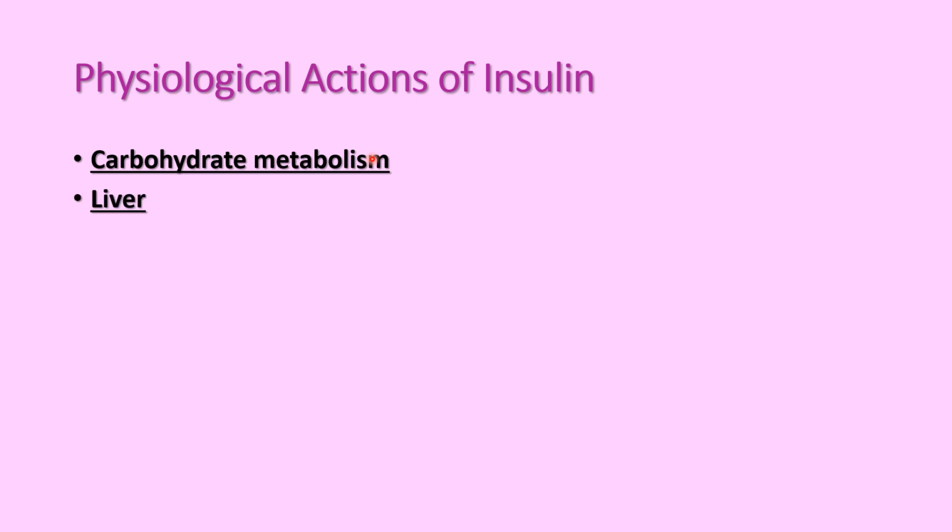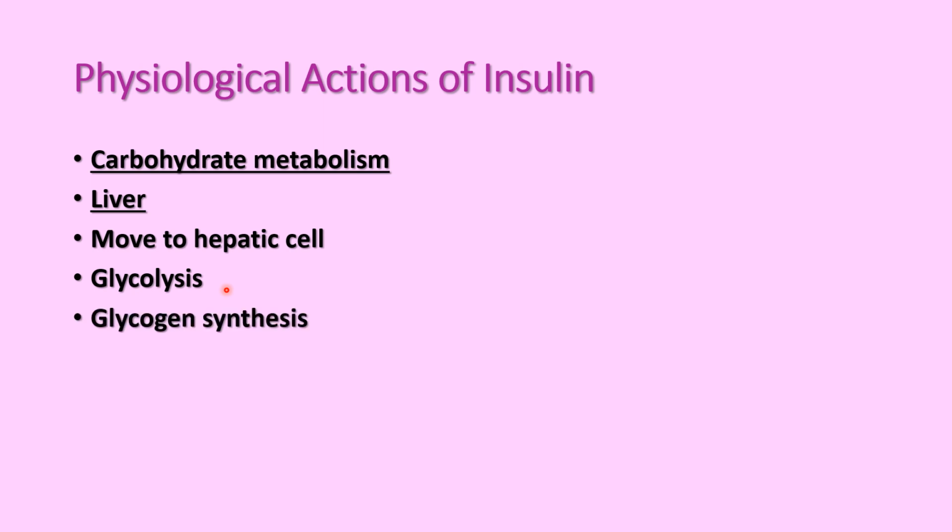In the liver, insulin facilitates the entry of glucose into the hepatic cell by the enzyme glucokinase. It converts the glucose to glucose 6 phosphate. Insulin also stimulates glycolysis. Here glucose is converted to pyruvic acid and lactic acid by the enzymes phosphofructokinase and pyruvate kinase. Then pyruvate and lactate are oxidized by pyruvate dehydrogenase.